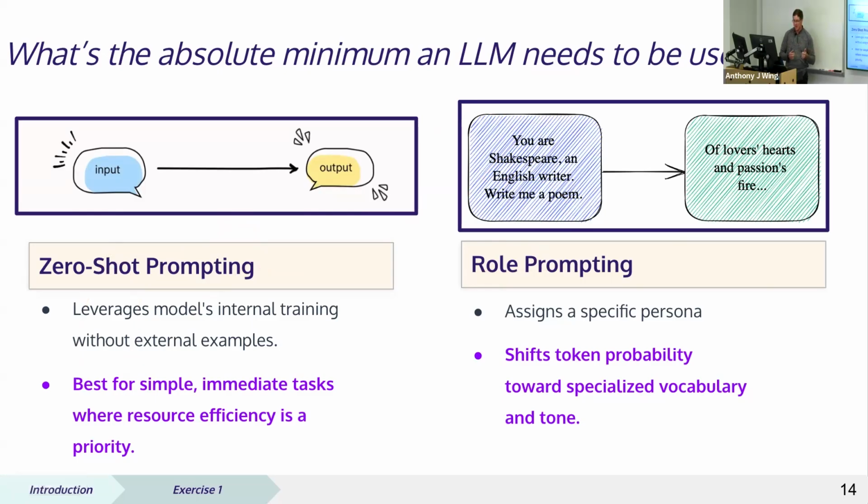You just need a quick response. But then role prompting really helps because it shifts token probability towards specialized vocab and tone for those outputs, right? So if you say you're an expert bioinformatician or you are a 3rd grade science teacher, it's really going to dictate the output and the language that's used.